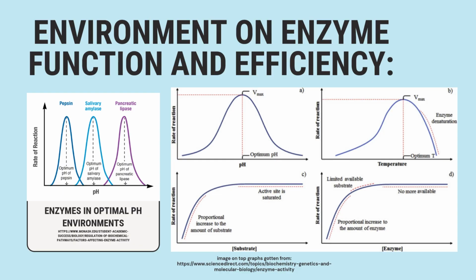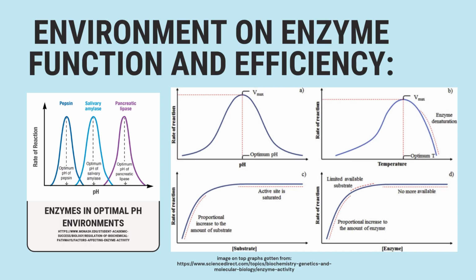So we can see here for the enzyme pepsin, it starts slowly and goes up really fast, the rate of reaction, and then it stops at the highest rate of reaction when it is at its optimum pH level. And then it goes down, down, down. So the rate of reaction goes down the farther away it is from its optimal pH. And we can see that trend continue within both salivary amylase and pancreatic lipase enzymes as well.